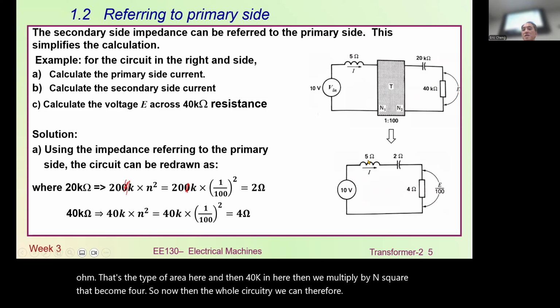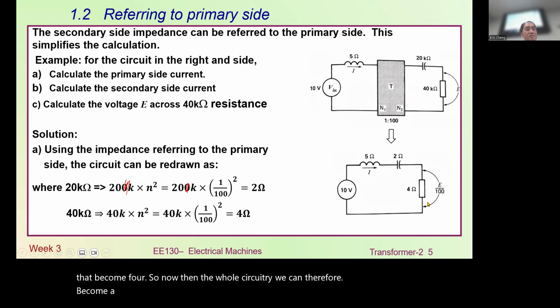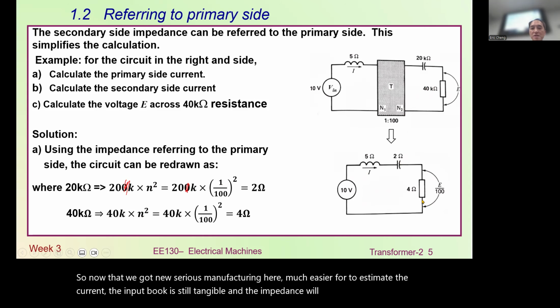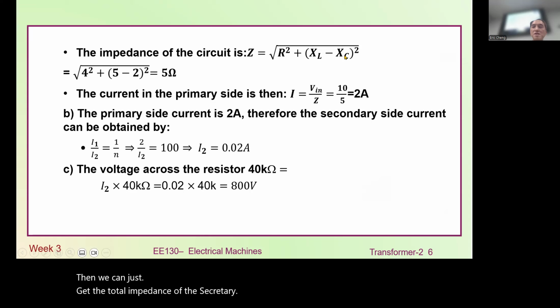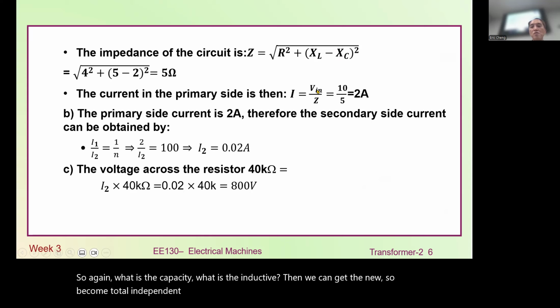So now the whole circuitry can become a new series circuitry in here, right? Much easier for us to estimate the current. The input voltage is still 10 volt, and the impedance will be these new parameters. Then we can just get the total impedance of the circuitry. Again, one is capacitive, one is inductive, so the total impedance becomes 5 ohm. So the current, we can use primary side voltage divided by its impedance, which becomes 2 A.